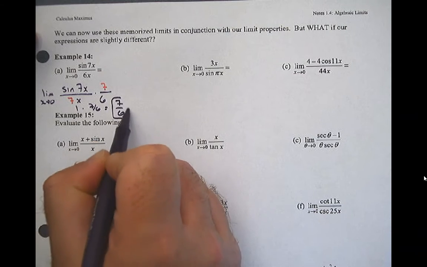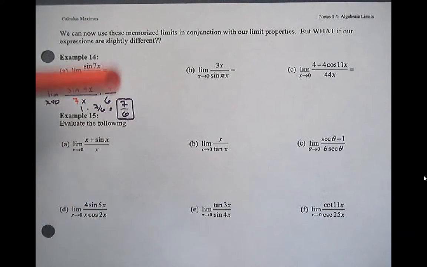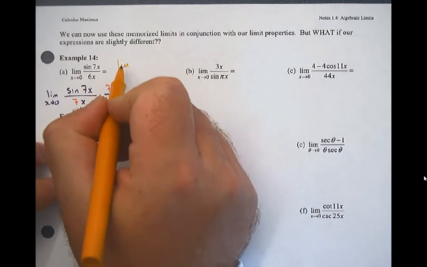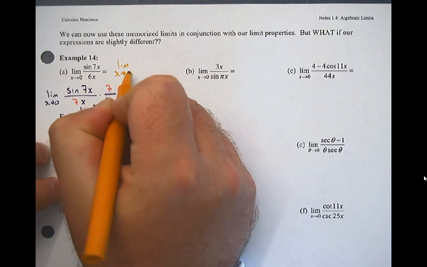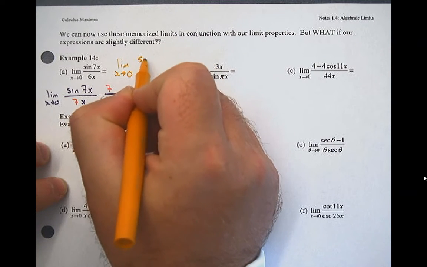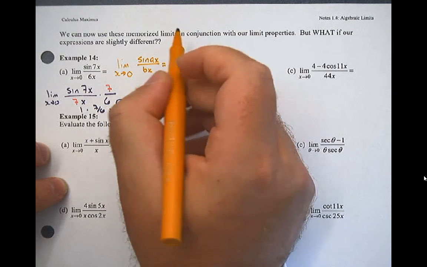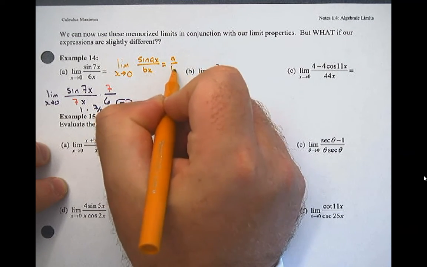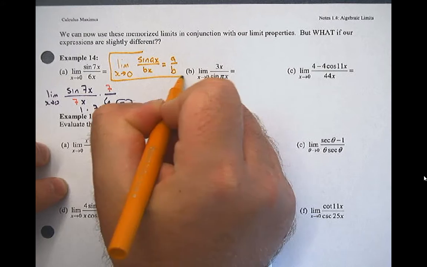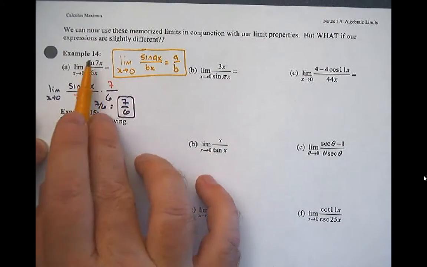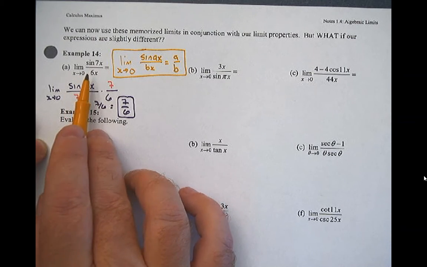And so there's an extra little move if you want to memorize it. I don't memorize it because I like this technique better of building what I need. But if you want to memorize it, this is what it looks like. The limit as x approaches 0 of sine of ax over bx is equal to a over b. If you want to memorize that, you can. Sine of 7x over 6x ended up being 7 over 6.